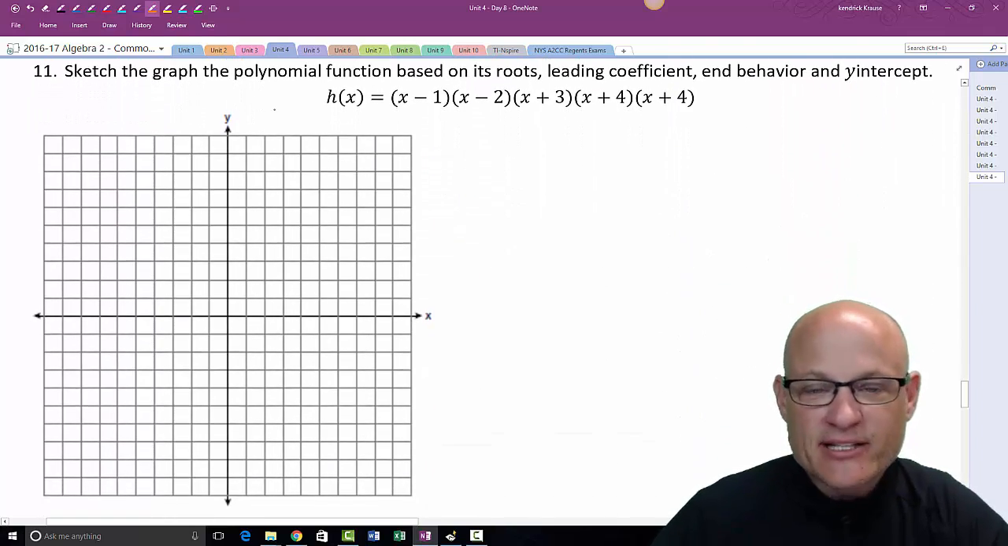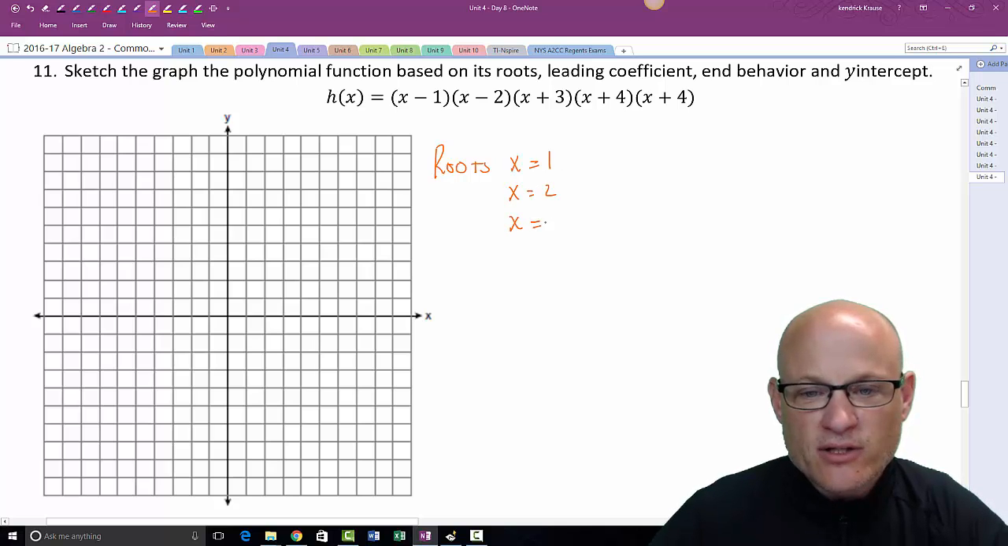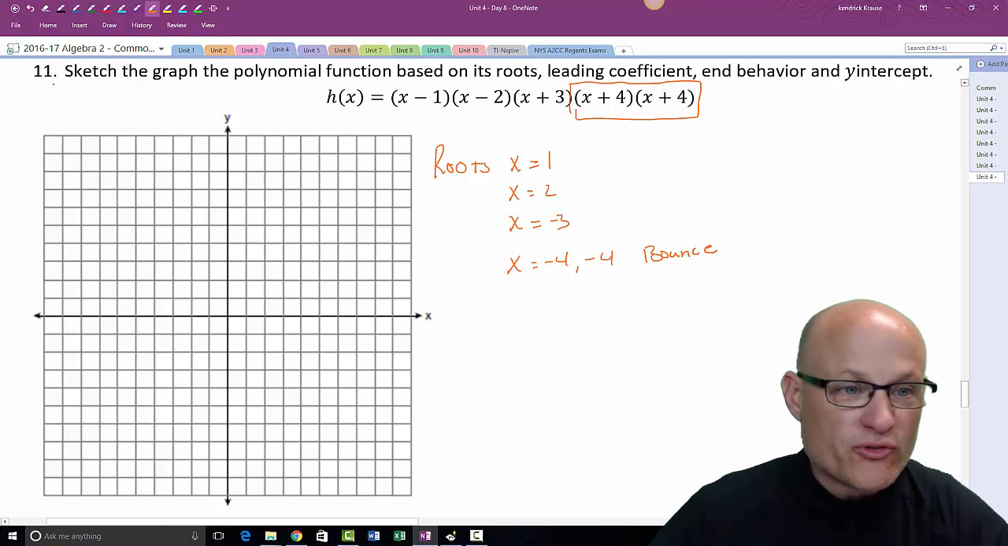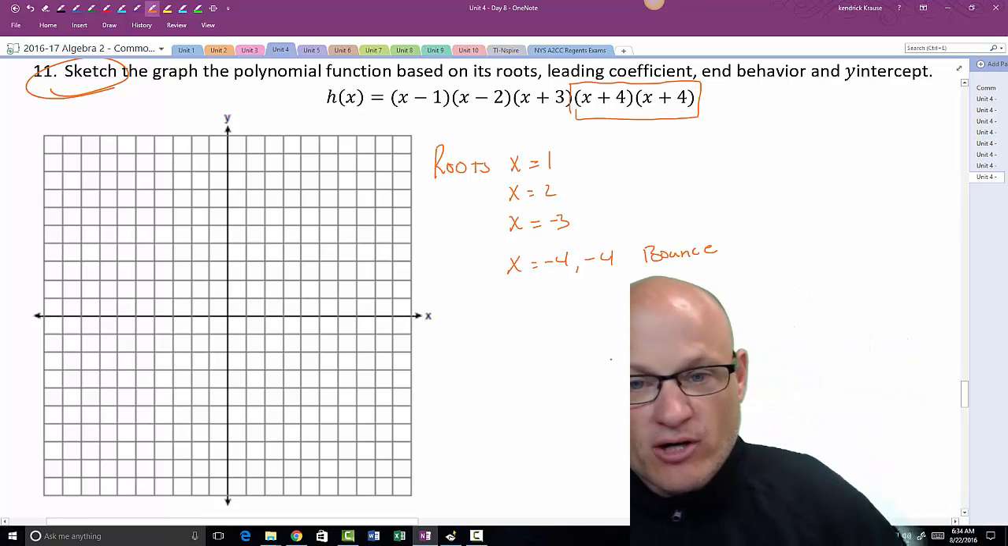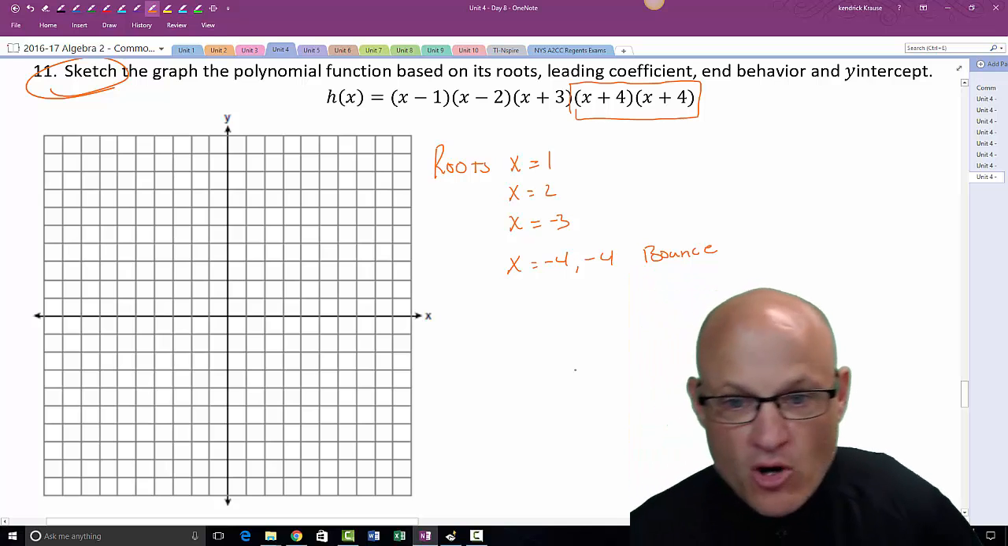Let's get the roots first. My roots are going to be x equals 1, x equals 2, x equals negative 3, and oh, look what we got here. We got a tangent or a bounce. X equals negative 4 and negative 4. So this is going to be a bounce. Now remember, we're sketching it, so we're not grabbing a calculator. We're going to do this on our own.